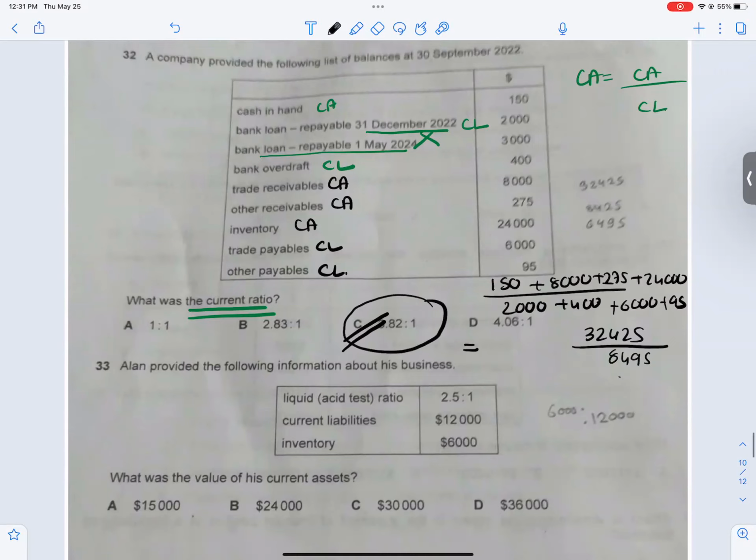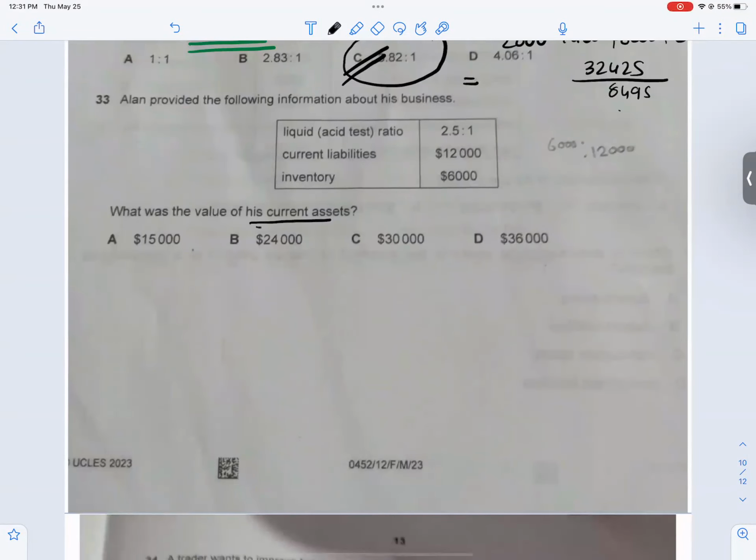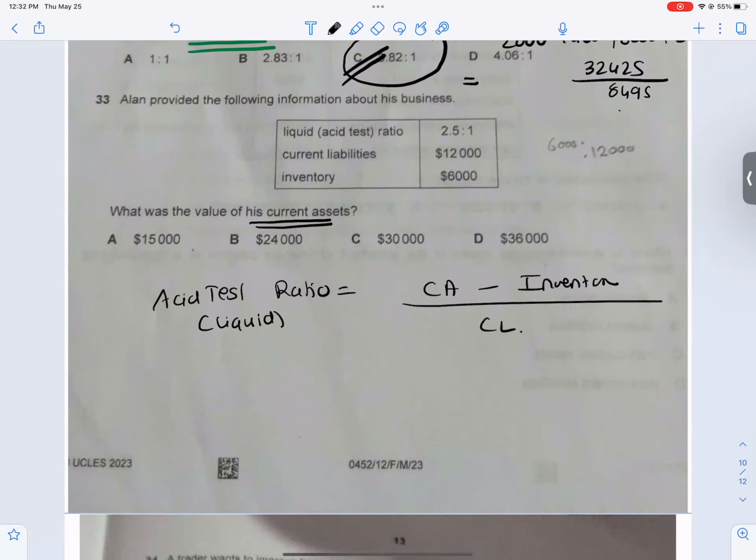They want to know the value of the current assets. Okay, so they have given us the acid test ratio. Acid test ratio is what? Current asset minus closing inventory upon current liability. I don't know the current assets, but I know this is 2.5. Current assets I have to find. Closing inventory is 6,000 and current liability is 12,000.